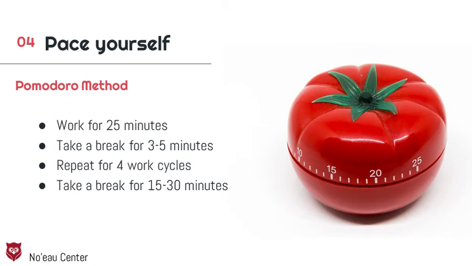A method we recommend is called the Pomodoro Method, named after inventor Francesco Cirillo, who developed this technique based on his tomato-shaped kitchen timer. The way it works is that you set a timer and work focused for 25 minutes, take a break for 3 to 5 minutes, then go back to work again. After 4 work periods, take a 15 to 30-minute break.